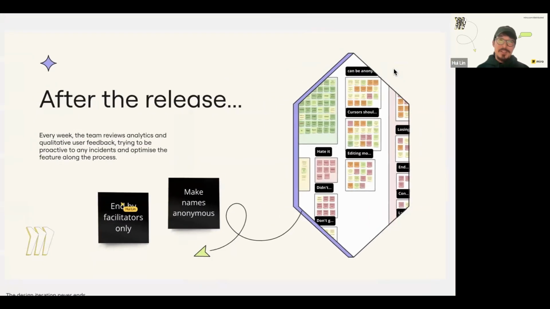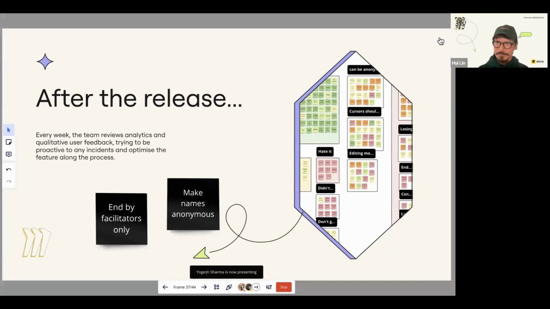After that, of course, we released the feature, but as you all know, design iteration never ends. We have been very proactively collecting user feedback and looking into the analytics. That's how we brought in two additional features after the first MVP release, which are end by facilitators only, which gives the facilitator full control of the session itself, and also, as we mentioned, make names anonymous. At this point, I will give the stage back to Yogesh to explain more details about how we iterate.